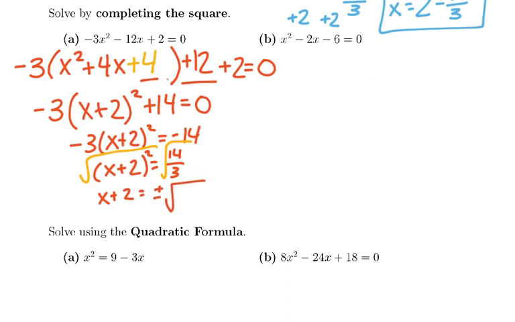Don't forget the plus or minus. I cannot have a fraction under a radical, so I need to rationalize this quantity here. So I'm going to multiply the numerator and denominator by square root of 3.